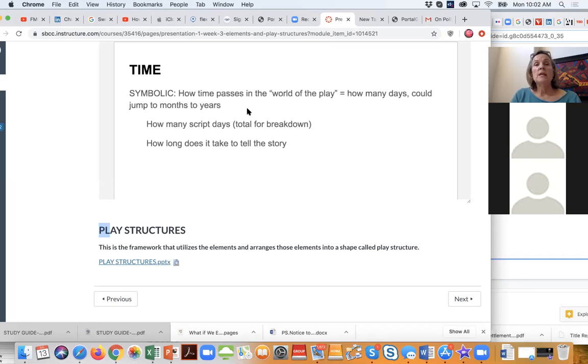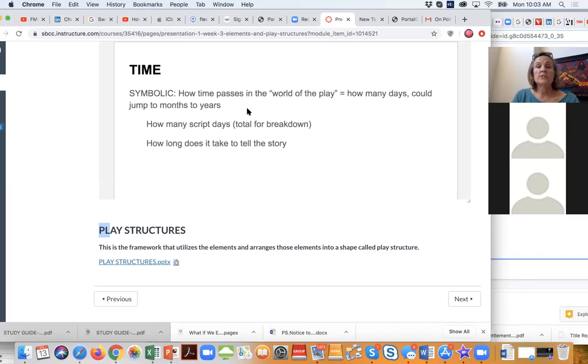But we often think about it as, how does time pass? Do we start in the morning and then go to the evening? Do we start in the morning and then go to the next day? Do we start in the morning and go to 2 days later? So how many days? And that could be, after act 1, we go to months later, or we go to 5 years later. So that's one way of looking at it.